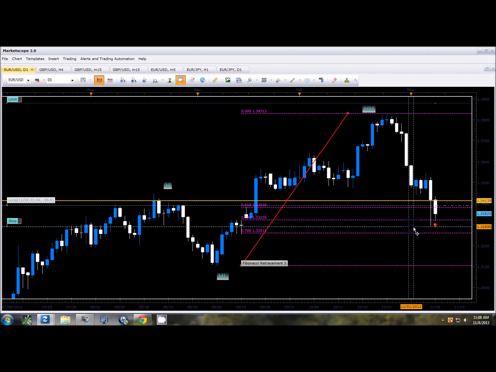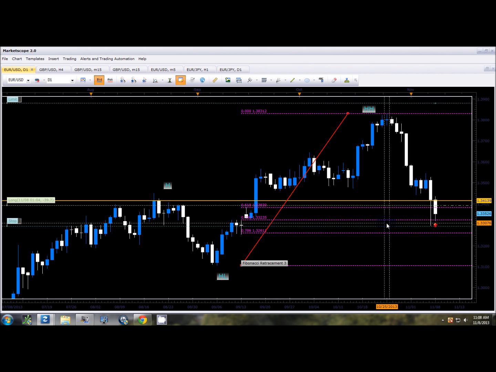So this tells me that this is a really, really nice setup for all the reasons we've already talked about, but also it's right in the sweet spot of my Fibonacci analysis, the optimal entry point. And so for all these reasons, I think this is a really good trade.